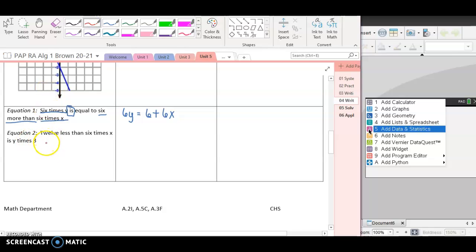All right, then the second equation says we have 12 less than. Anytime we have 12 less than, that means it comes after: 12 less than 6 times x. So that means 6x, then our equal sign, y times 3, which means we have 3y. Okay. Well, we have a system of linear equations.